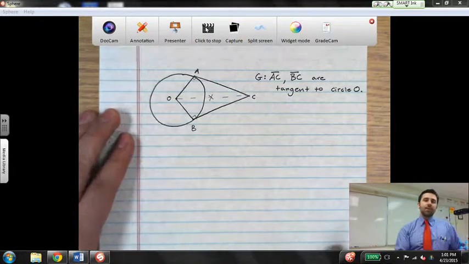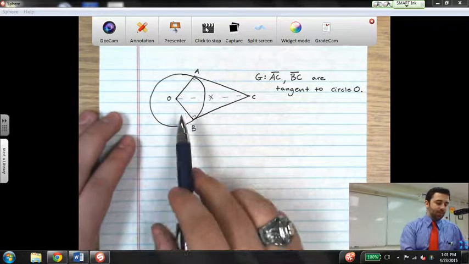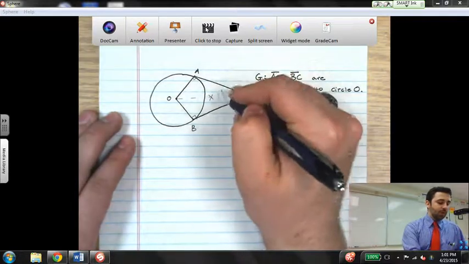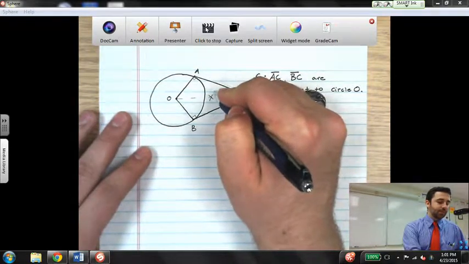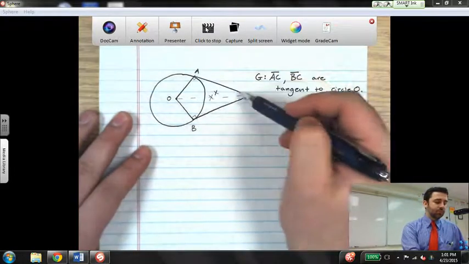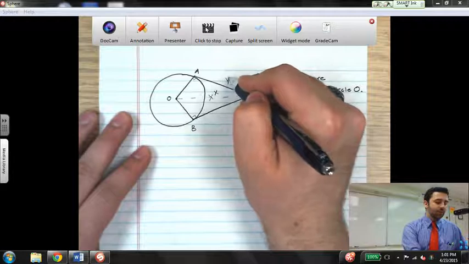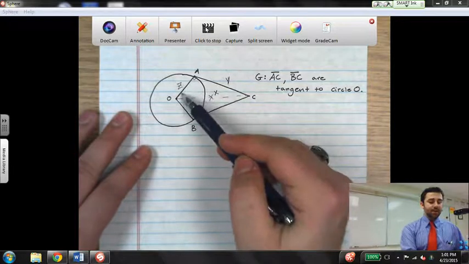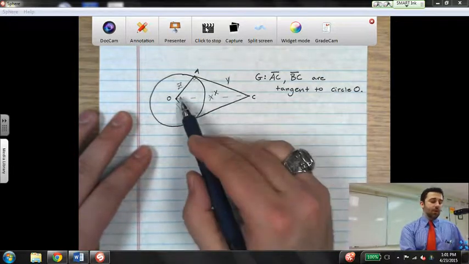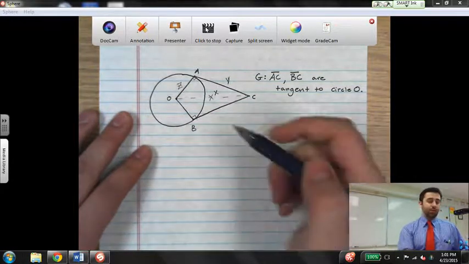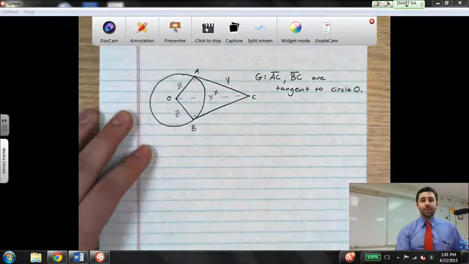All right. Well, let's start naming some sides. Let's call this side X. And then let's call this side here Y. And now notice I call this radius Z. Well, all the radii of a circle are congruent, so I can also call this radius Z because they are the same measurement.